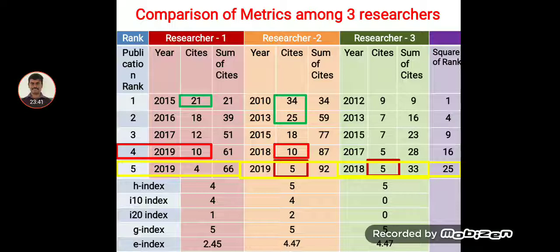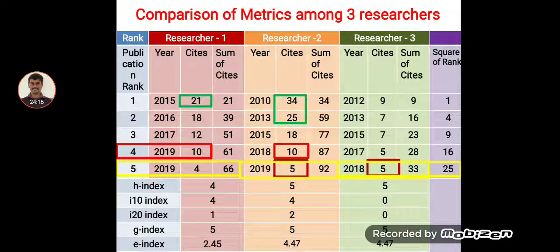Coming on to the third author, his sum of cites is 33 and the square of the ranking is 25, so the sum of cites is more than the square of the ranking. So his G index is taken as 5. So for all these 3 researchers, the G index is considered as 5. Always remember, for the G index, the sum of cites is compared to the square of rank. The sum of cites should be more than the square of rank.